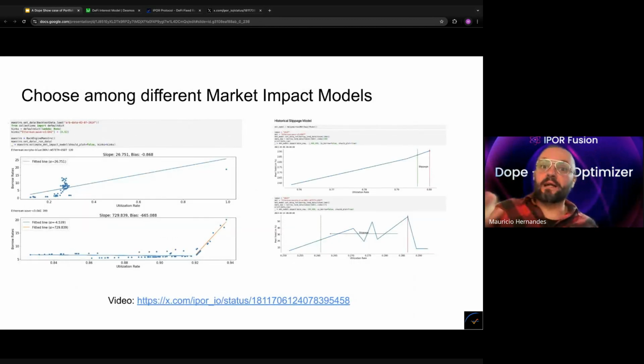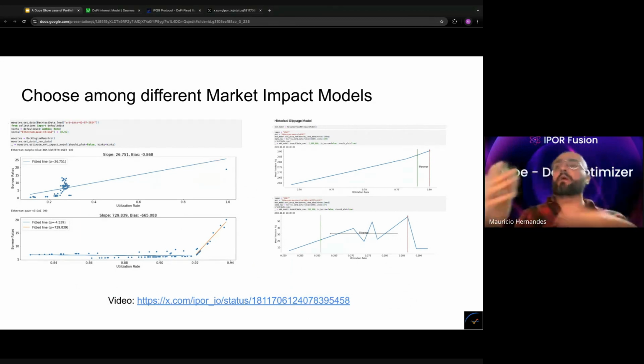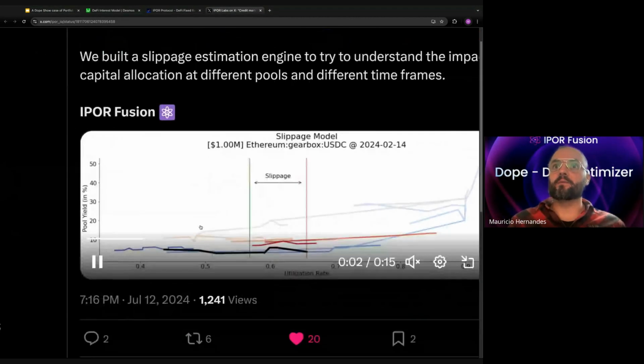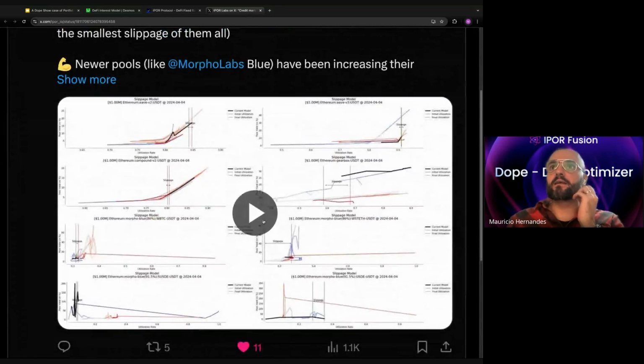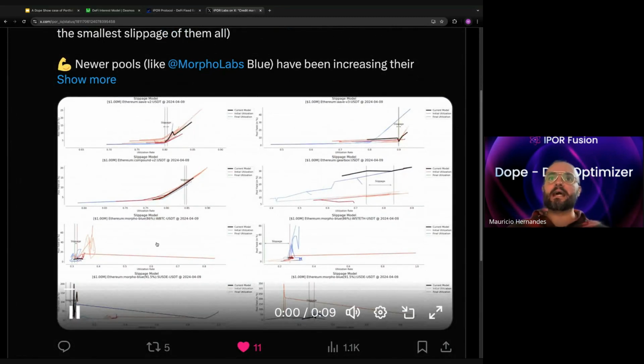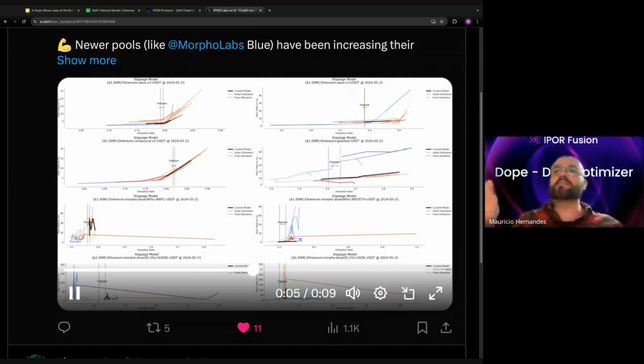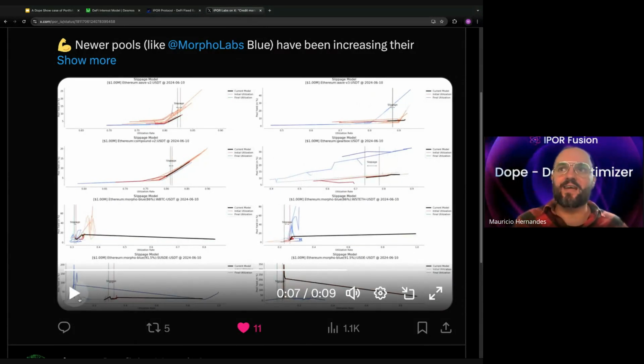We have the market impact, as I was saying about the optimization. We have a couple of different market impact models. On the left side is the one that I was talking about in the white paper. It has a couple of issues in the edge cases, so that's why we developed the one on the right. And we have a video here of what dope does in the background. The idea is that you don't have to worry, and that's the point of the video. There's so much stuff going on every second, every frame.